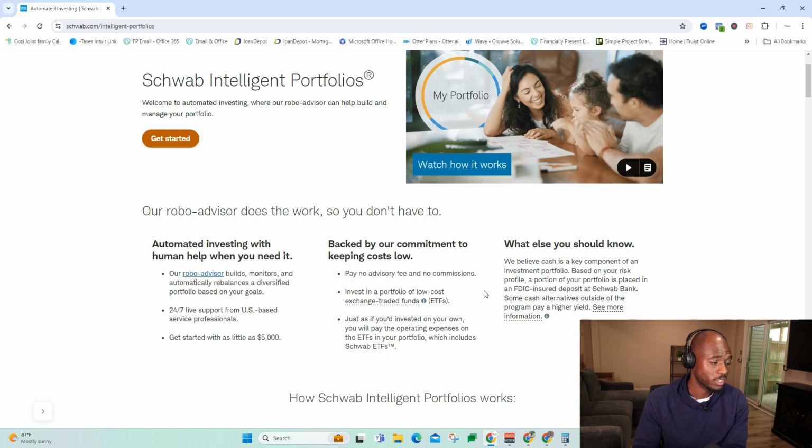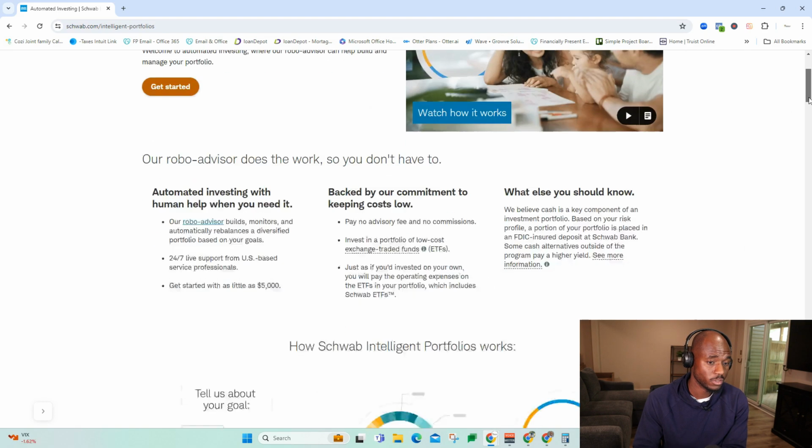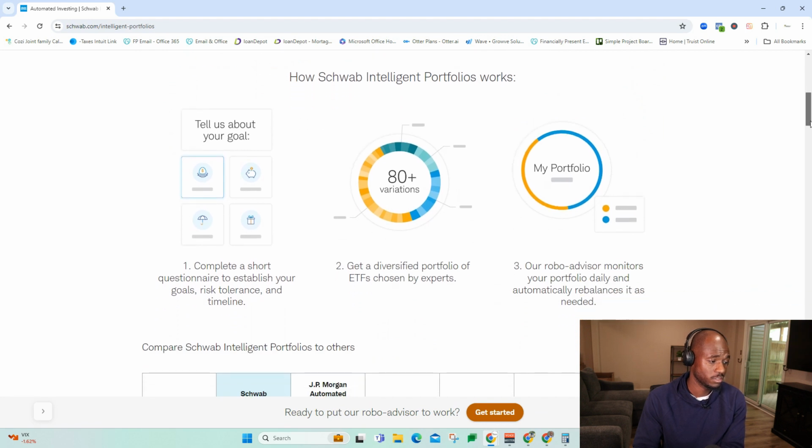What they essentially do is ask you a set of questions, because they need to understand your goals, your risk tolerance, and your timeline. They're going to help you craft a portfolio built of exchange traded funds, ETFs basically, and they are chosen by experts. So they have the predefined list.